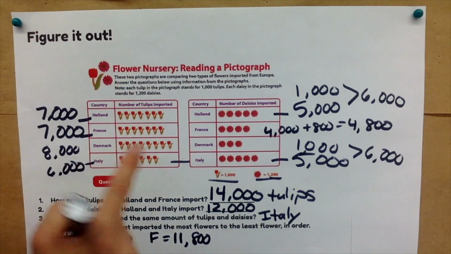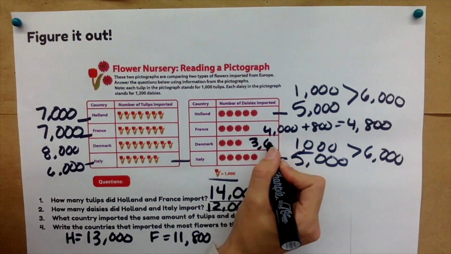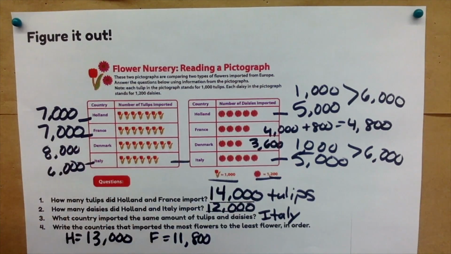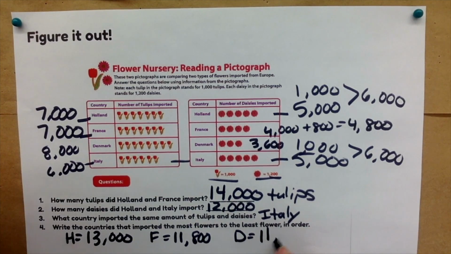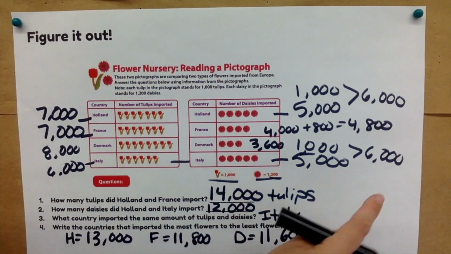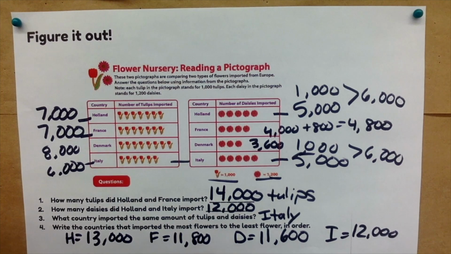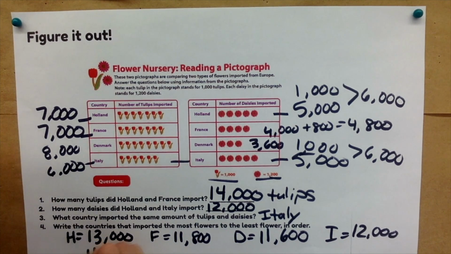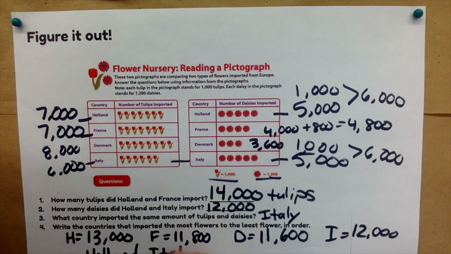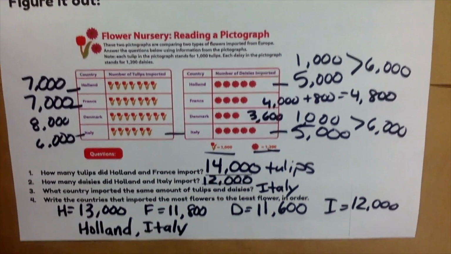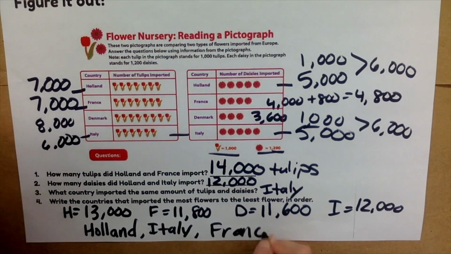Okay? And then Denmark has 1,000, 2,000, 3,000, 200, 400, 600. So 3,600 plus 8,000. So Denmark has 8,000 plus 3,000 is 11,000 plus 600. And lastly, 6,000 plus 6,000, Italy equals 12,000. So now we got to go from the most to the least. So the most we have Holland, then we have Italy. Let me get that in there so you can see what I'm doing. Then we have France, and then Denmark.